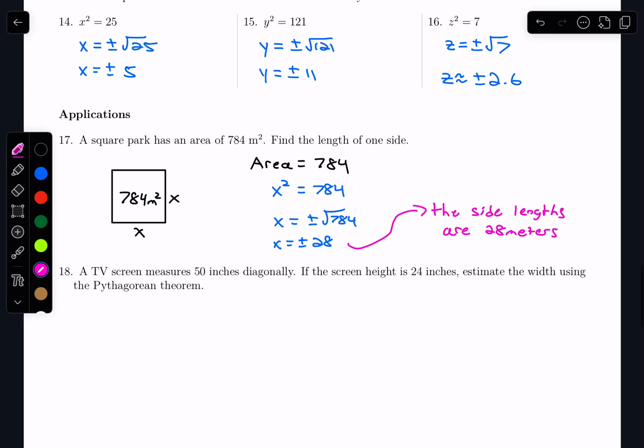Okay, one more, number 18. A TV screen measures 50 inches diagonally. If the screen height is 24 inches, estimate the width using the Pythagorean theorem.